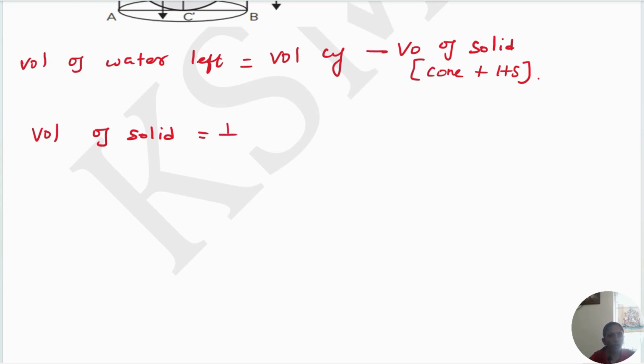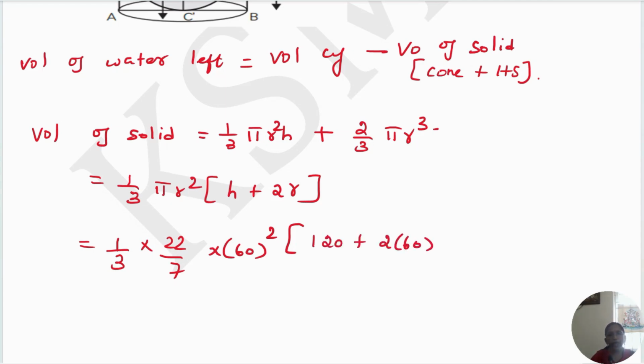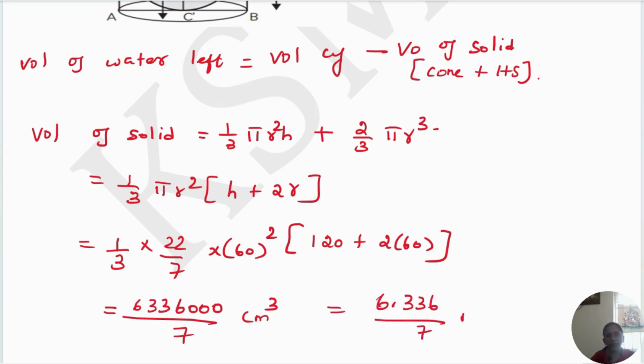So volume of the cone is 1 by 3 pi r square h, and for the hemisphere 2 by 3 pi r cube. Substitute your values. So here I can take the common value this way. So I can substitute our values. So 22 by 7, here it is 60 the whole square, and h value is 120, r is 60. If you calculate this, it will be this much amount in centimeter cube. If converted into meter cube, then this is our answer.